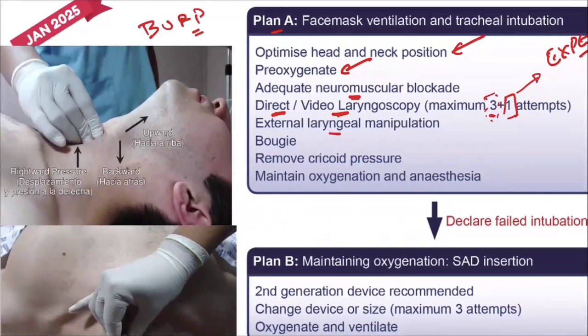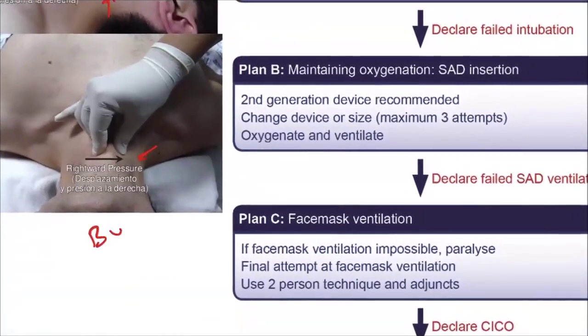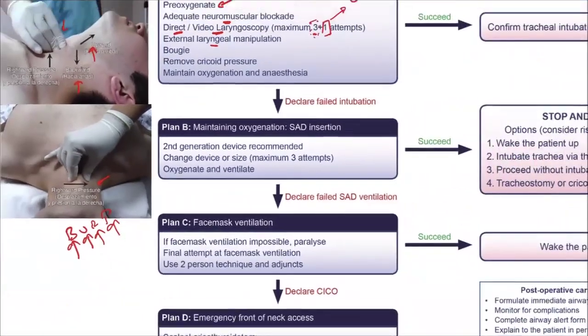BURP itself is a mnemonic where you hold the thyroid cartilage and push it backwards. Then you push it upwards. Then you move it towards the right side. So it is in BURP position: backwards, upwards, right pressure. It is known as BURP, a mnemonic that you can remember.